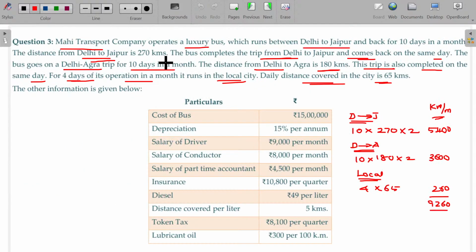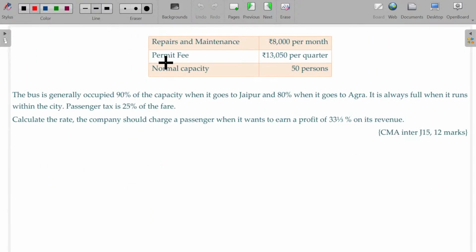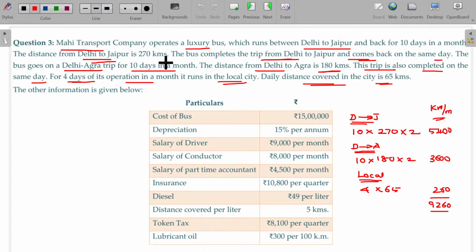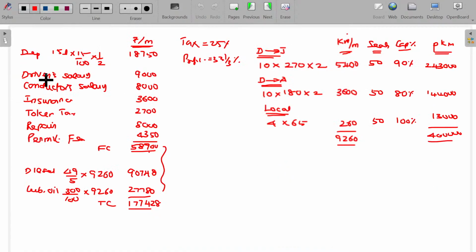One item is missing. Part-time accountant. Is there anywhere given? Where? Accountant salary 4,500 is missing. Our salary is missed.